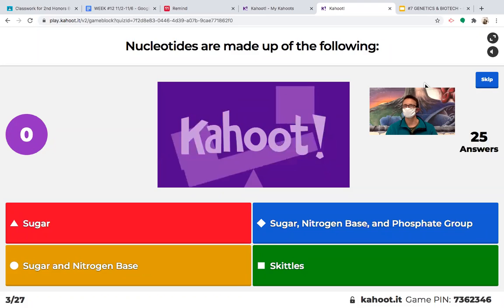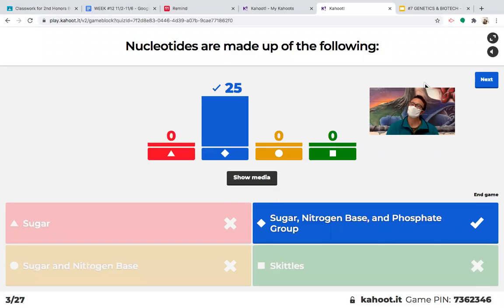So yes, nucleotides are going to be made of a sugar, nitrogen base, and a phosphate group. If we're talking about DNA, that would be deoxyribose, and the nitrogen bases would be things like adenine, thymine, guanine, and cytosine. And it really doesn't matter what kind of nucleotide we're talking about, whether it's DNA or RNA, they're all going to have the same phosphate group, right?